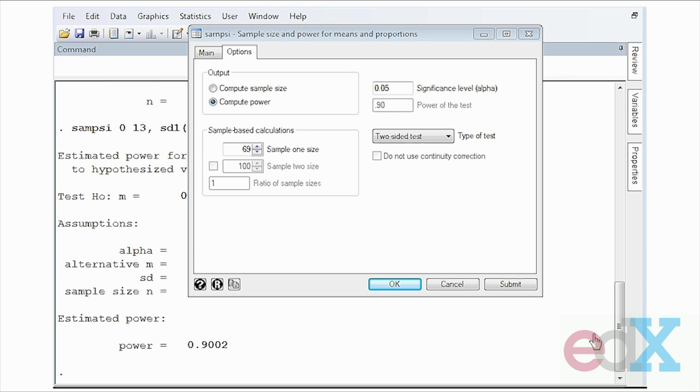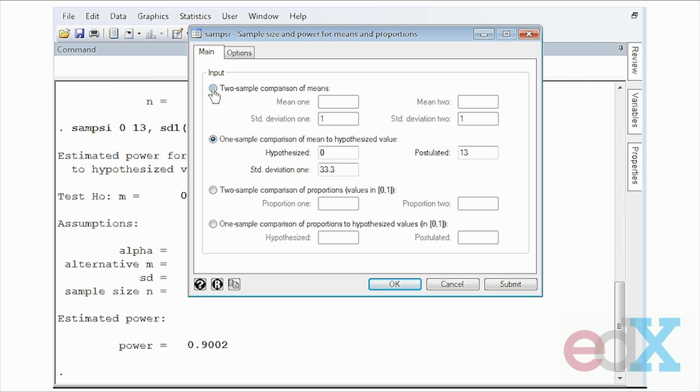Okay, so welcome back. So now I hope you've learned the interrelationship between alpha and beta: if you keep the sample size constant, the smaller you make alpha, the bigger beta becomes, and vice versa, and that as you make your sample size bigger, you increase the power. Let's go back and now look at the two sample comparison of means.